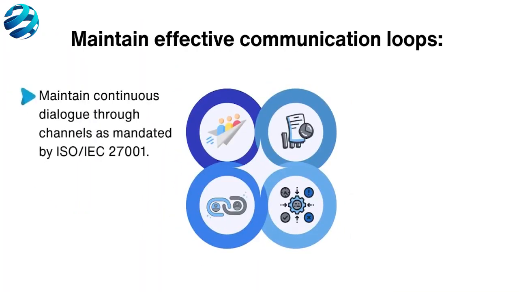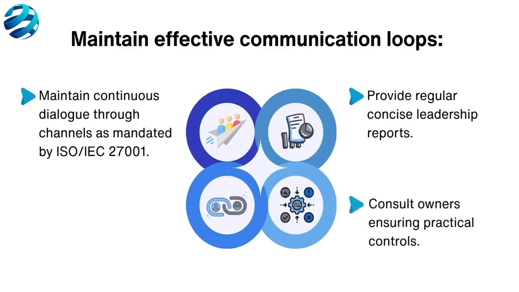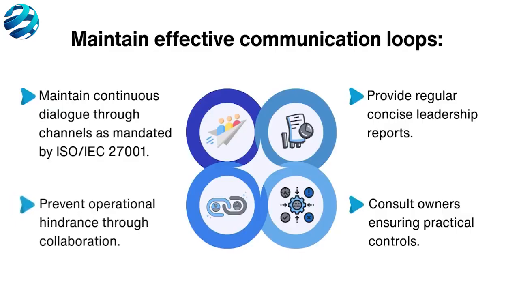Communication and feedback loops. Governance requires continuous dialogue with effective communication and feedback channels, as mandated by ISO/IEC 27001. Provide regular, concise reports to the executive sponsor and leadership. Consult process and asset owners to ensure controls are practical and don't hinder operations.